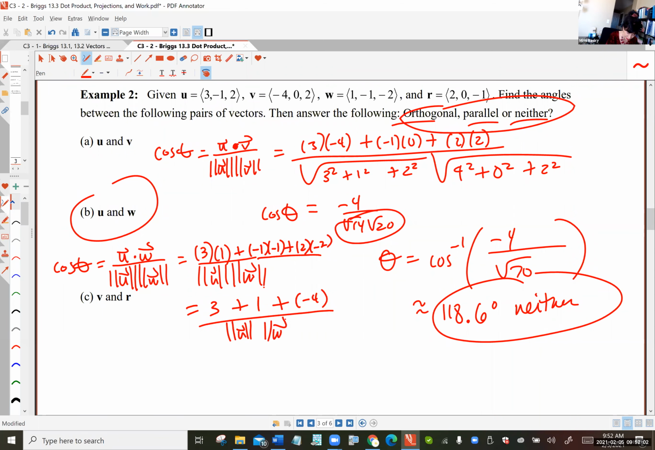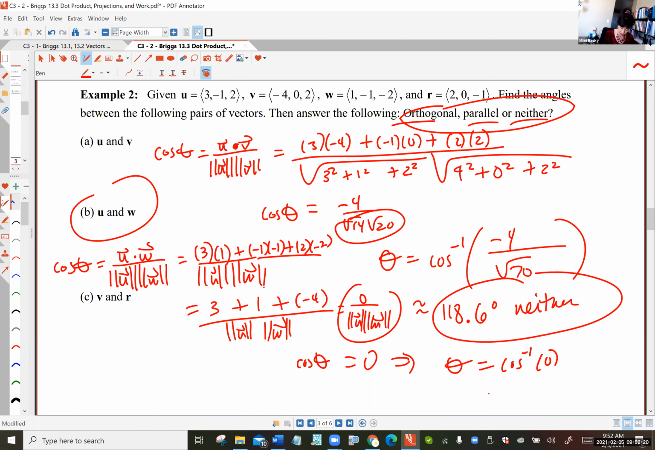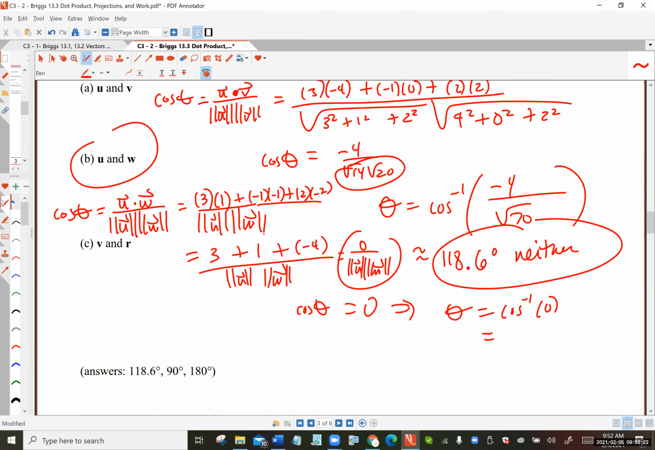But what does that numerator end up being? That's why I'm not wasting valuable time figuring out the denominator. Look at what the numerator is going to be, people. You notice the numerator is 0? What does that mean? Well, cos theta equals 0 means theta is cos inverse of 0, which is 90 degrees, and these guys are orthogonal. Woohoo! And I give you the answers down here.